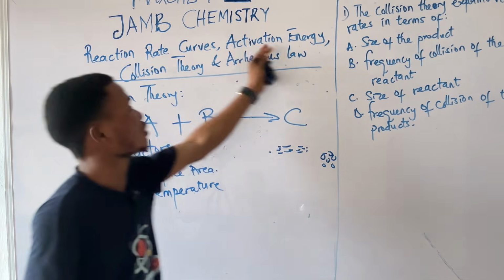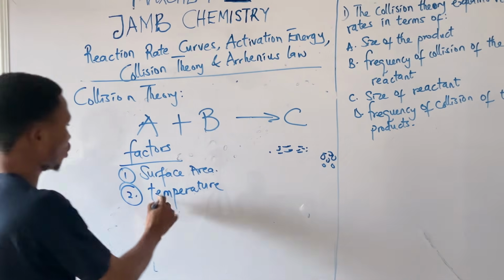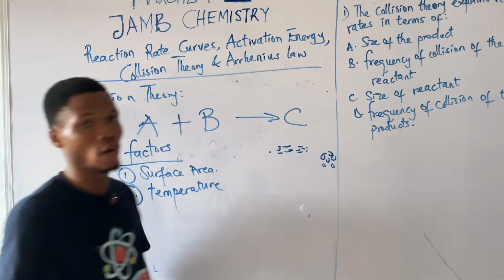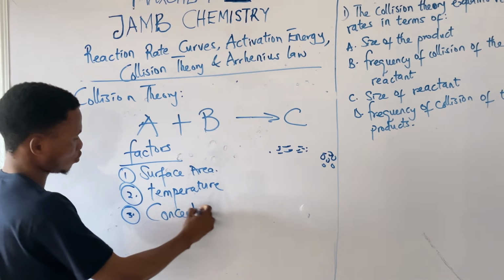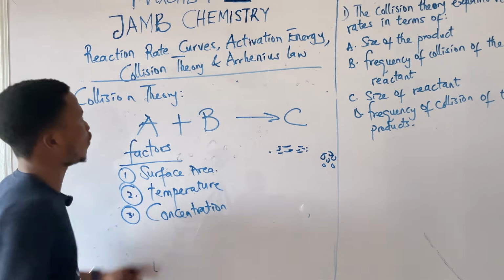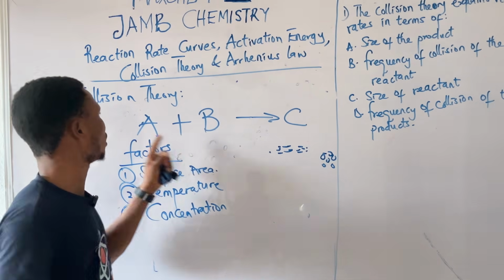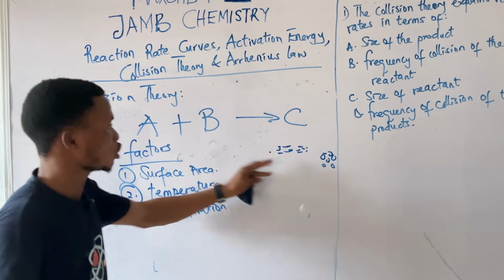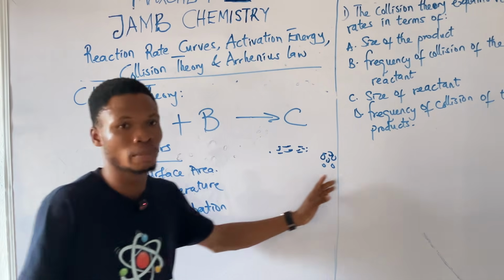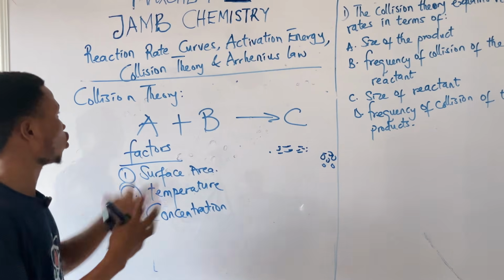The activation energy will be activated and the collision will be faster. So temperature is a factor of collision. Also concentration. The concentration of a substance will determine the collision. The concentration will determine the particles, so the particles, whether small or big, will determine the rate of the collision.